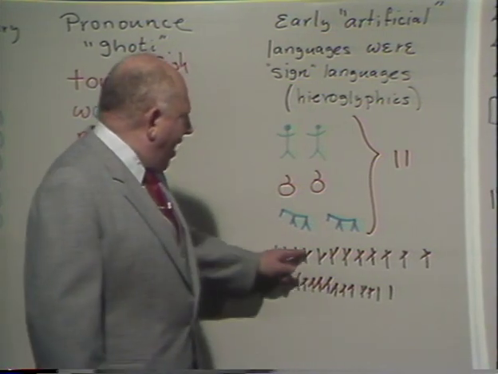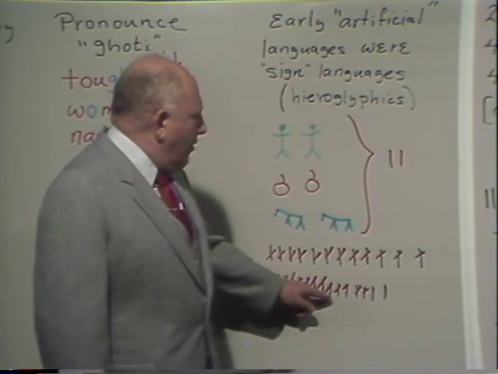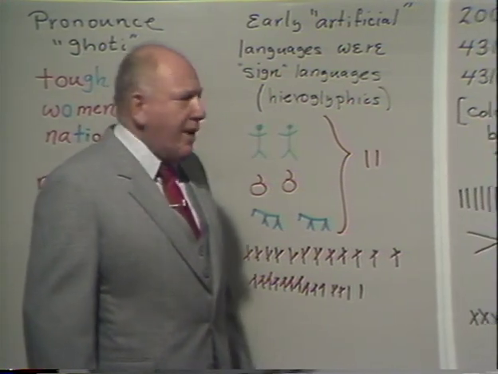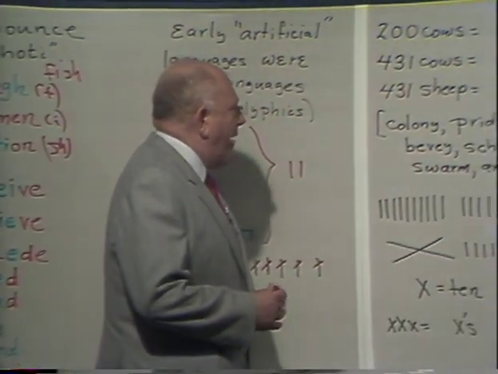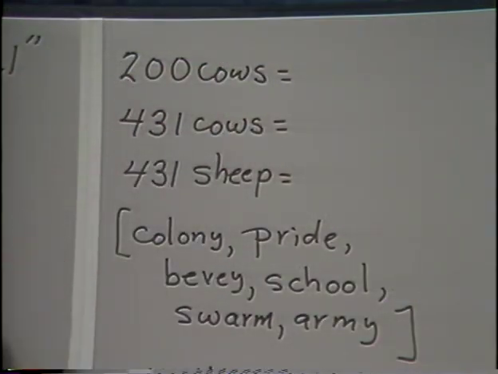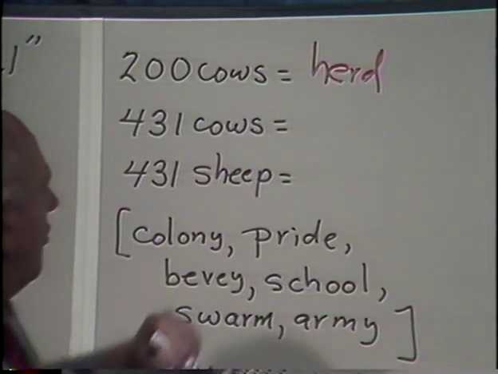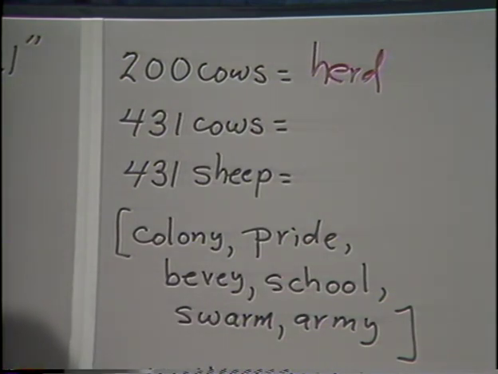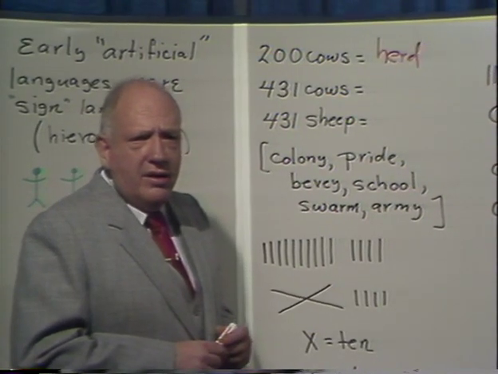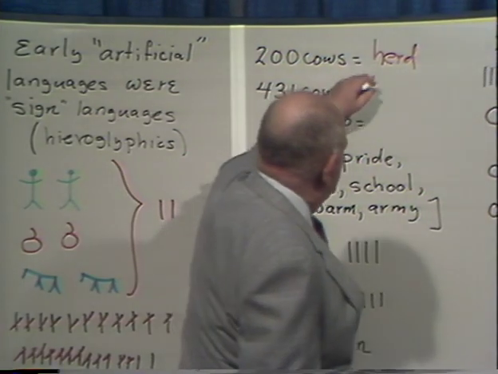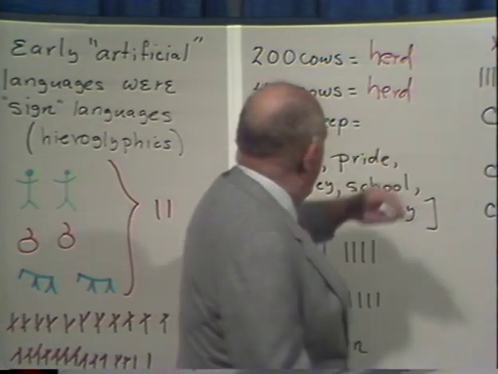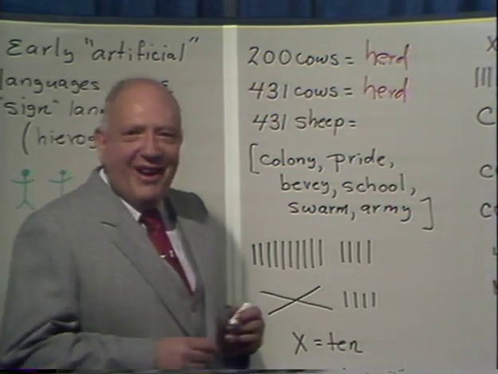But you see, what started to happen over here is even relatively small numbers became cumbersome. And let me show you some things that happened throughout history. If you have 200 cows, what do you call that collection usually? What's the name given for a bunch of cows? It's called a herd. So 200 cows is called a herd. What if you had 431 cows? That's still called a herd. See, a herd is a lot of bull. No, a lot of cows, okay?